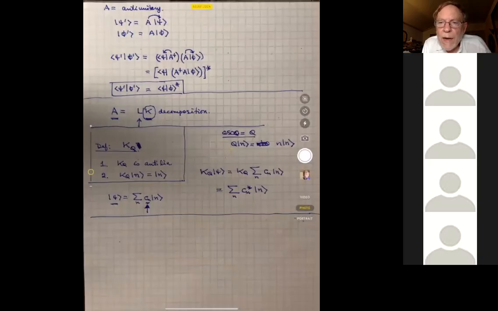So operators are mappings of ket vectors into ket vectors. And the three components of a vector operator are operators. So if I say that one of the components vanishes, it means the operator is the zero operator. It maps all vectors into zero. Okay, great. Thank you.